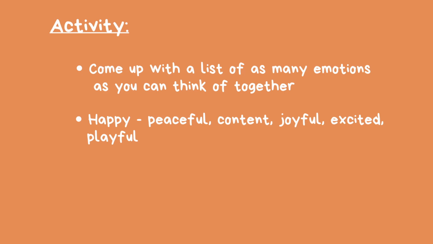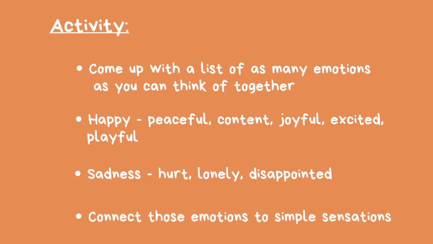When we talk about a feeling like sadness, try to come up with more specific feelings like feeling hurt, lonely, or disappointed. After you have your list, start working on connecting the emotions to simple sensations that you or your learners are feeling. So use your emotion list and choose one emotion to start, and start identifying the physical sensations in your body that connect to that emotion.